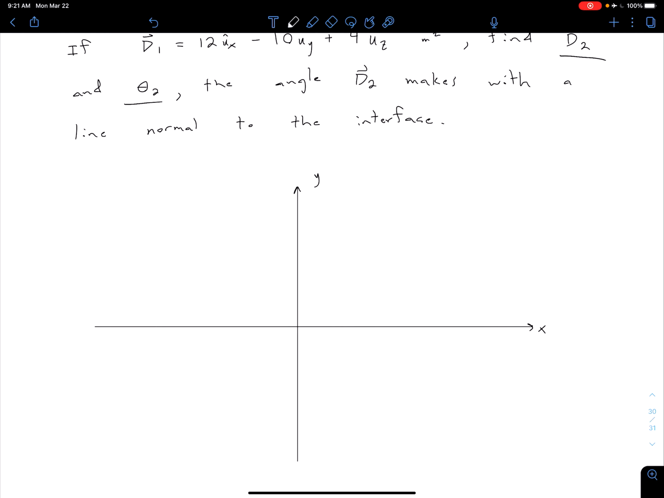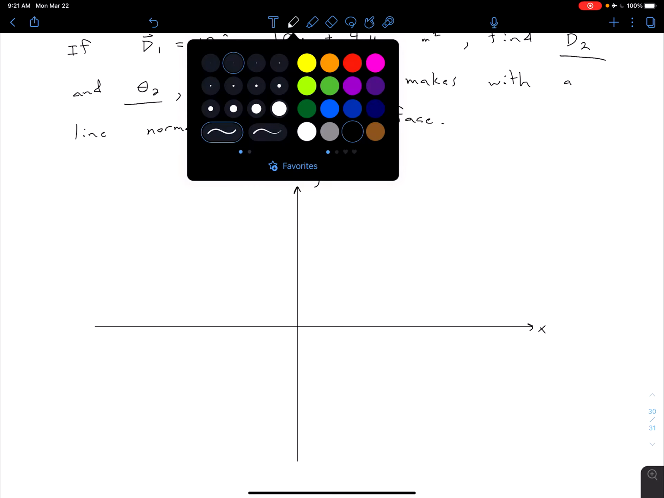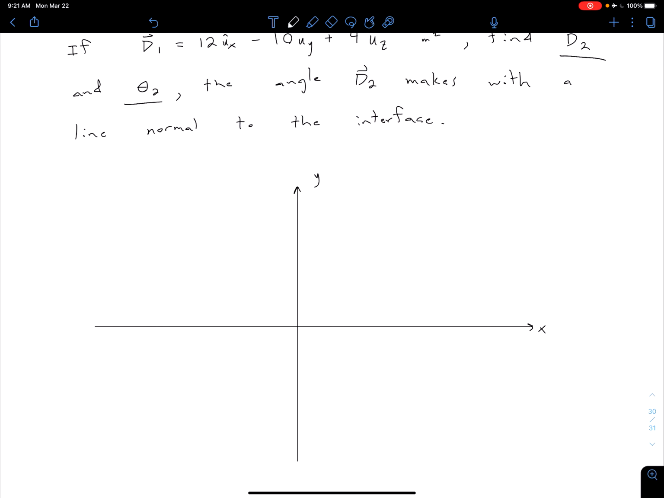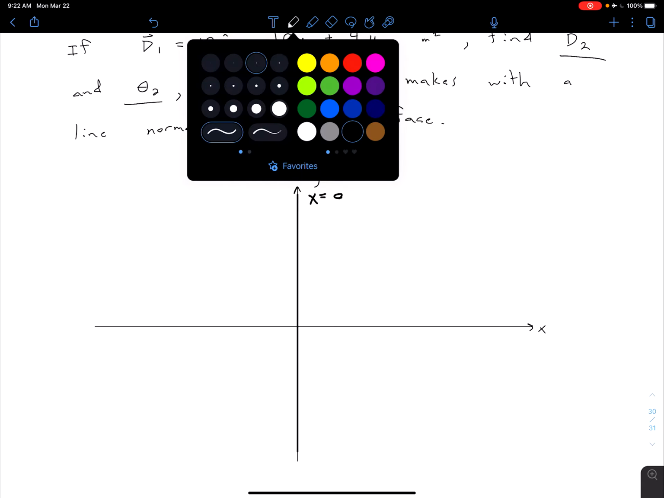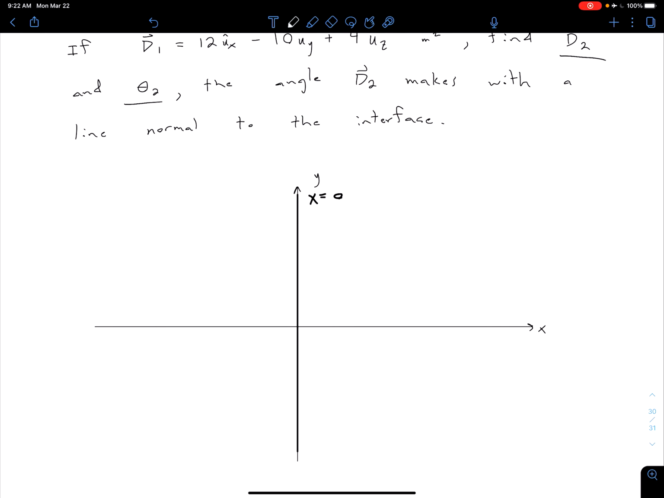So we've got our x and y. So here's our x. And let's say that this line here, if we have this center, is going to be our x equals 0. So this is our boundary. Over here on the right side is our region 2, our free space with relative permittivity of 1. And over here on the left side is our region 1, where we have a relative permittivity of 2.5.